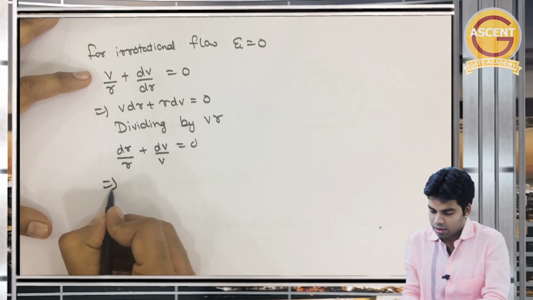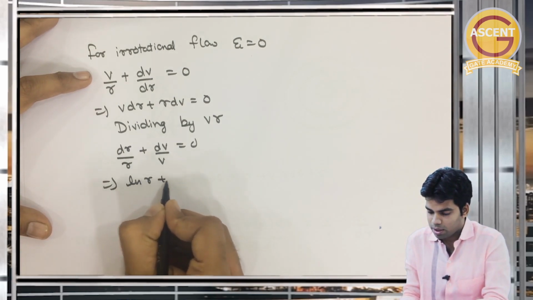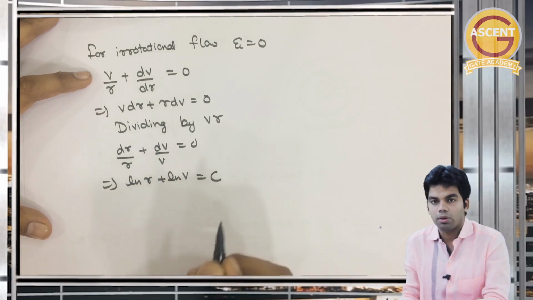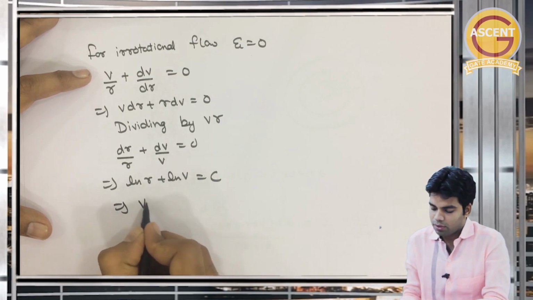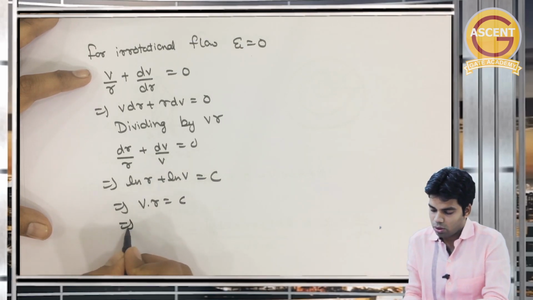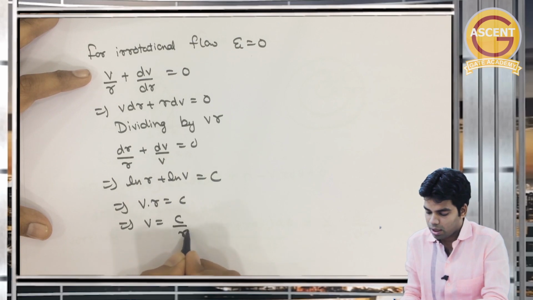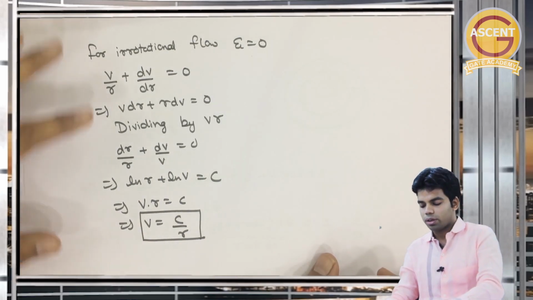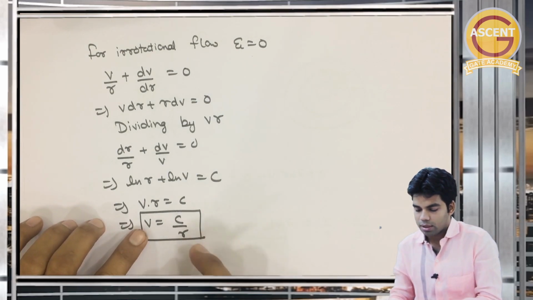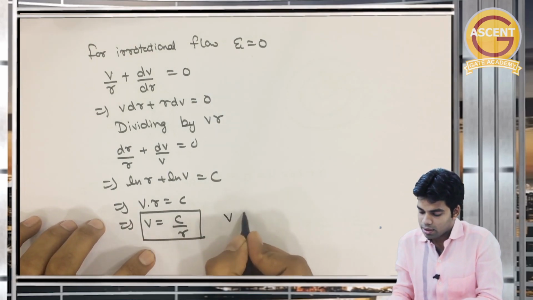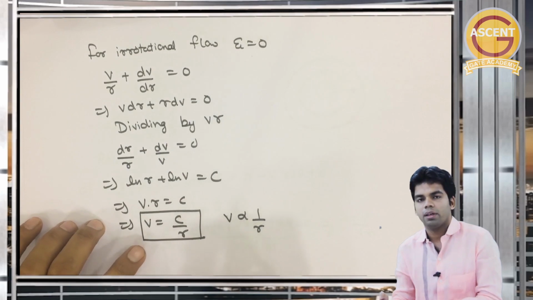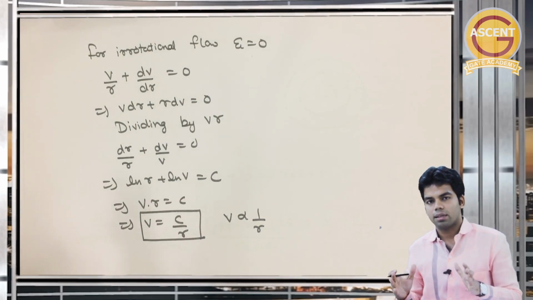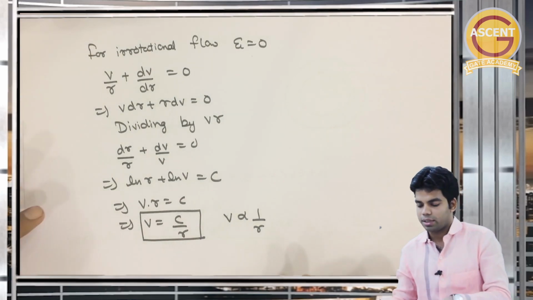Integrating this, we will get ln of r plus ln of V equal to a constant, or you can say V into r is equal to constant, or V is equal to C by r. Very important conclusion: for free vortex, V is equal to C by r. That means V is inversely proportional to r. That means as the radius increases, the velocity will decrease.